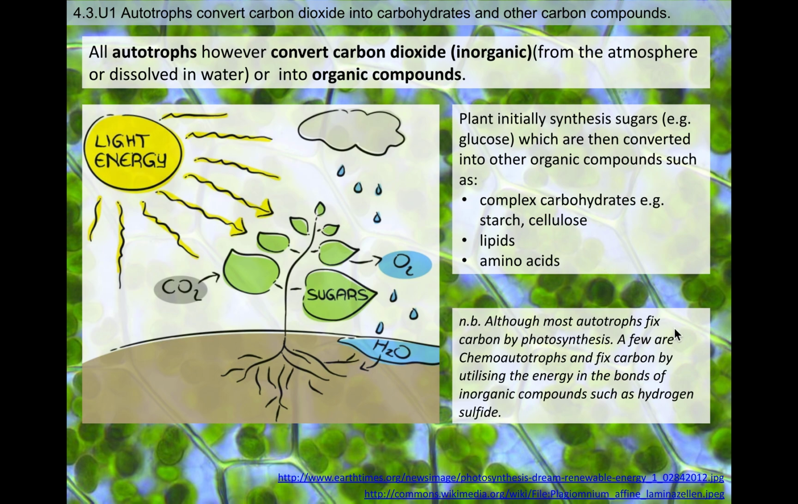Although most autotrophs fix carbon by photosynthesis, remember there are a few that are called chemoautotrophs, which means chemical instead of photo with light. Chemoautotrophs fix carbon by utilizing the energy in the bonds of inorganic compounds such as hydrogen sulfide. And usually these chemoautotrophs live in deep parts of the ocean by volcanic sea vents, and they use the chemicals coming out of those cracks in the ocean floor and create energy from those.